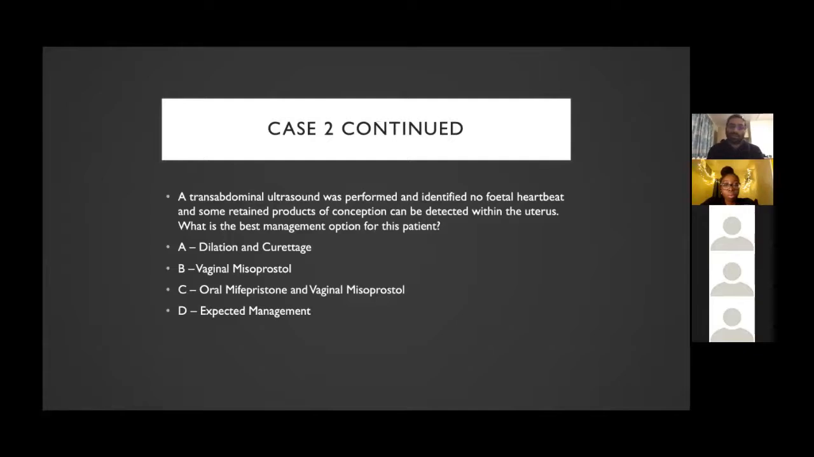So this woman who's had the incomplete miscarriage has had a transabdominal ultrasound now performed, and it's identified to have no fetal heartbeat and some retained products of conception. What's the best management option for this patient? Is it A, dilation and curettage, B, vaginal misoprostol, C, oral mifepristone and vaginal misoprostol, or D, expected management?